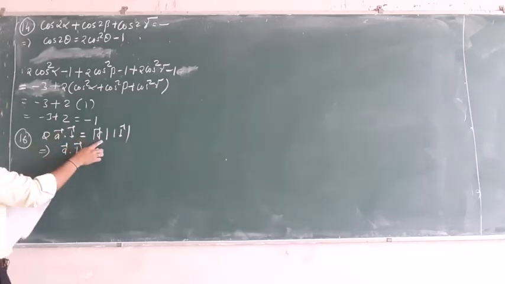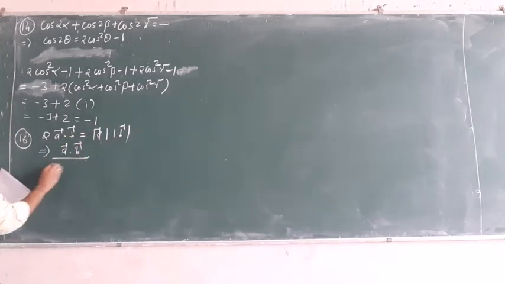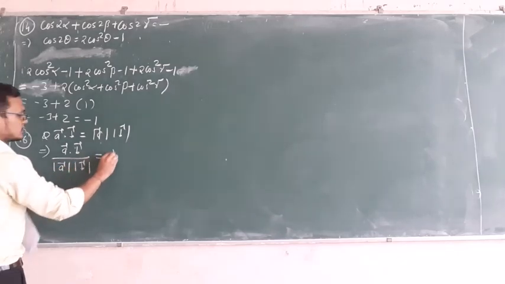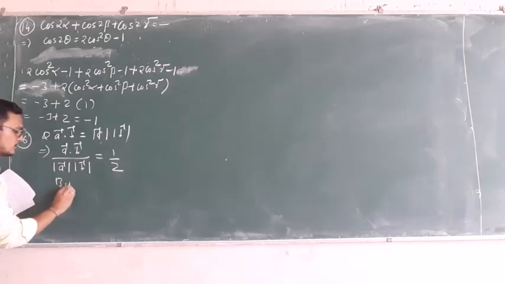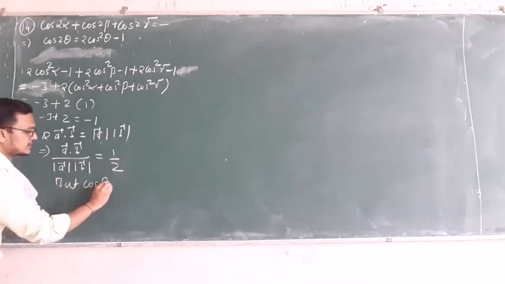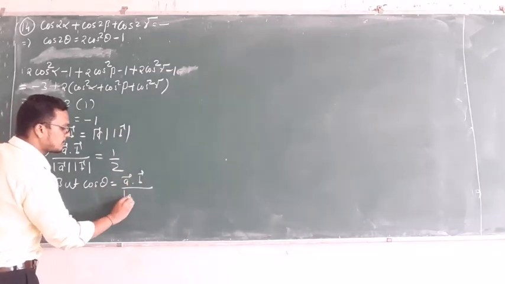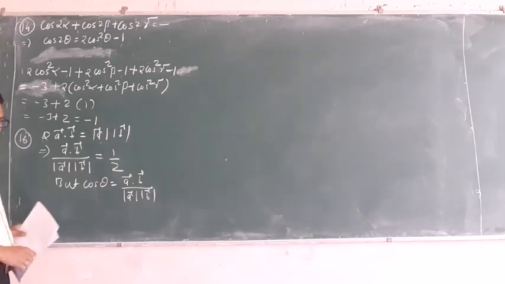See, this 2 I will transfer here, it will divide. It is 1 by 2, and these both terms I transfer, it will divide. So A dot B divided by magnitude of A into magnitude of B is equal to 1 by 2. But okay, we have one formula. Cos theta is equal to what? A dot B divided by magnitude of A into magnitude of B. This is the actual formula.